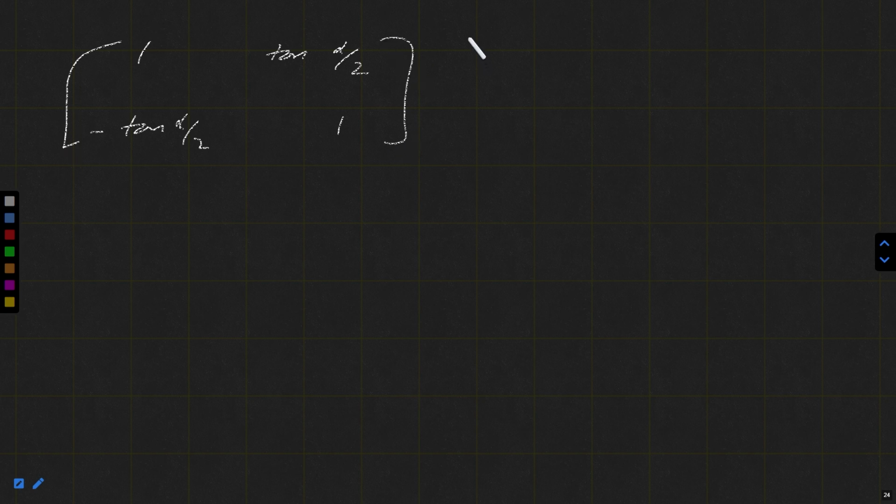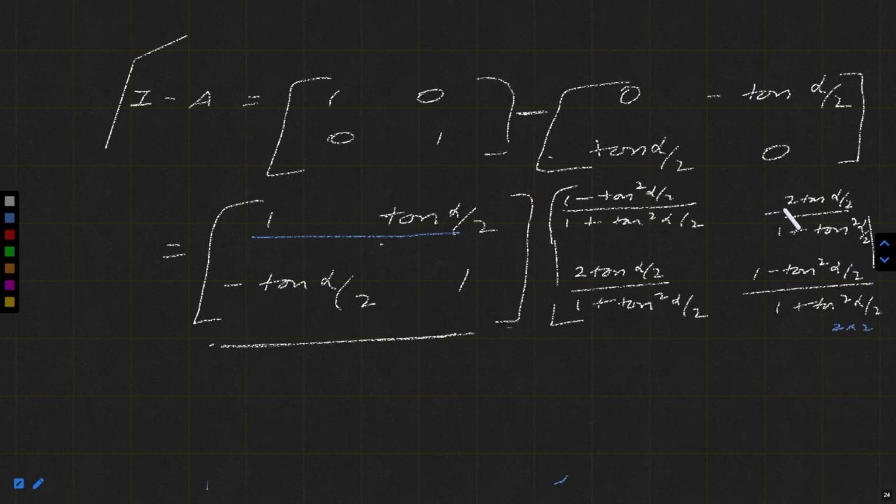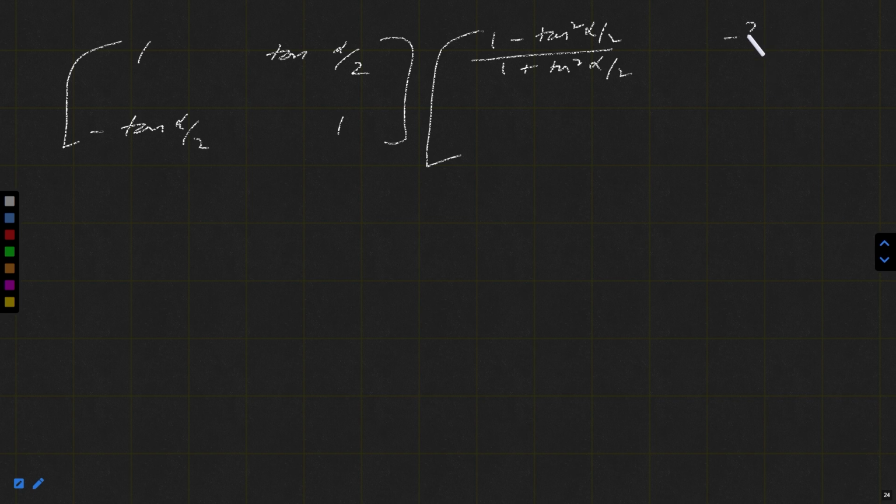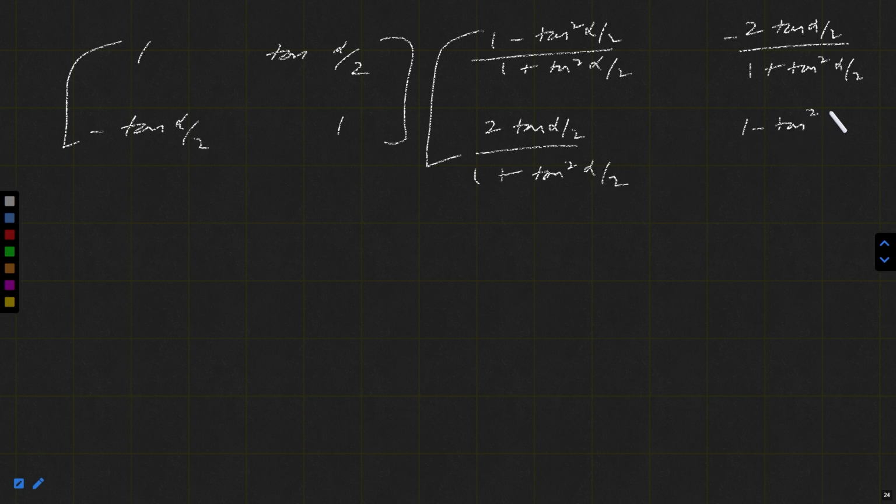This is multiplied with 1 minus tan square alpha by 2 over 1 plus tan square alpha by 2, and do we use minus? Yes, minus 2 tan alpha by 2 by 1 plus tan square alpha by 2, then 2 tan alpha by 2 over 1 plus tan square alpha by 2, and 1 minus tan square alpha by 2 by 1 plus tan square alpha by 2. Simple. We already found out this entry.